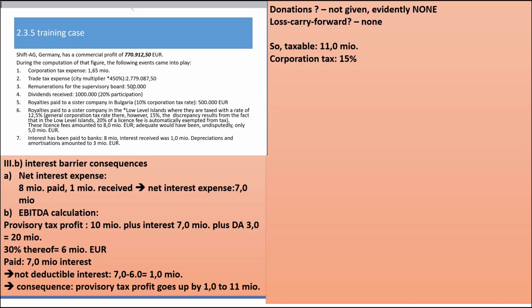Taxable amount is 11 million. So finally, there we come to corporation tax of 15%, and we have that from 23.1 KStG. So we end up with 1,650,000. The trade tax consequences have to be thought about now.